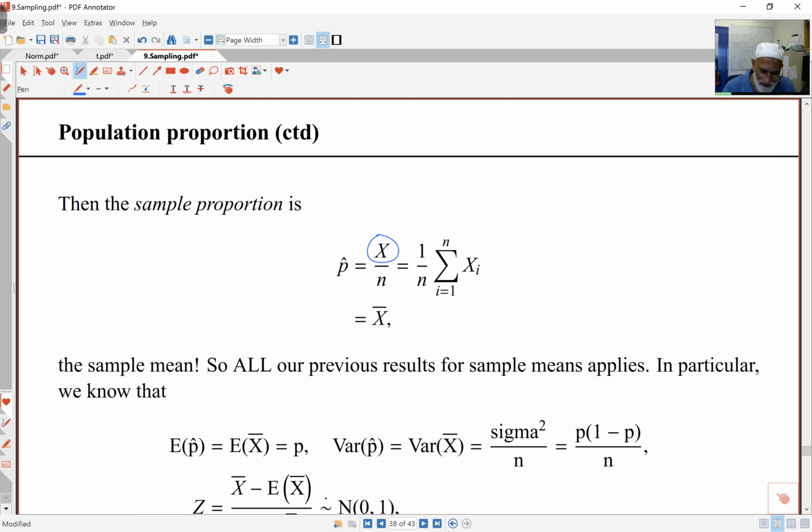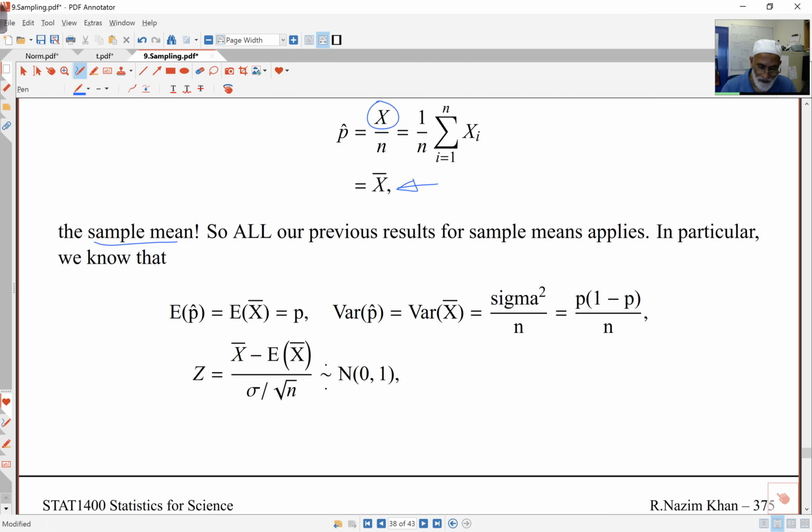That's 1 over n times the x i's added up. This is the same as x bar, the population. This is the sample mean, x bar. So proportion actually is also a mean of some kind. It's a sample mean. So all the results I had for sample means follow.